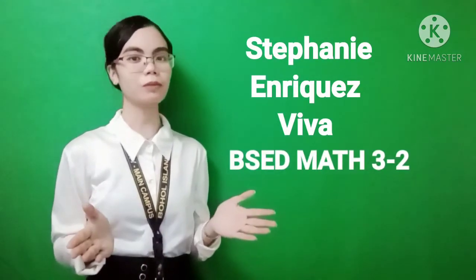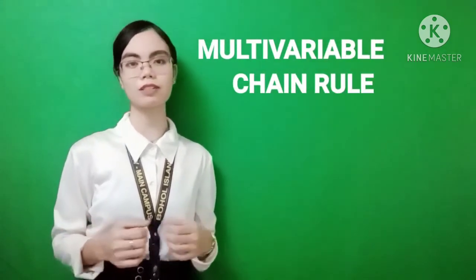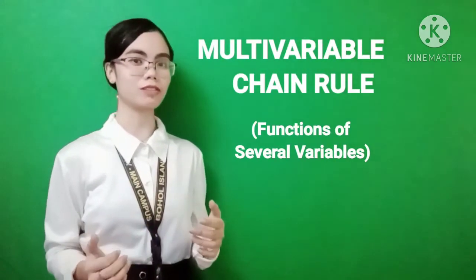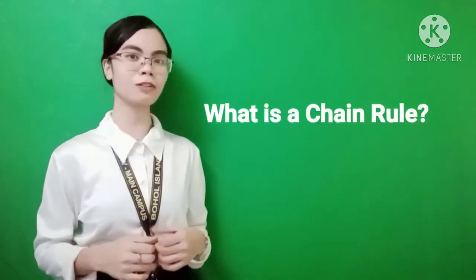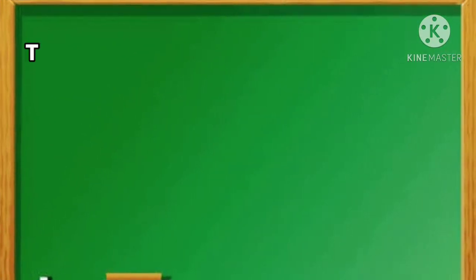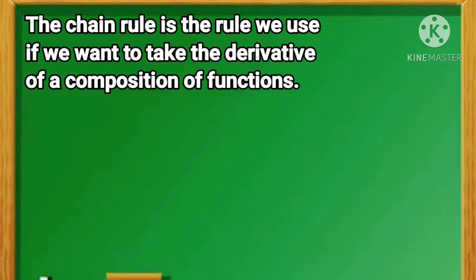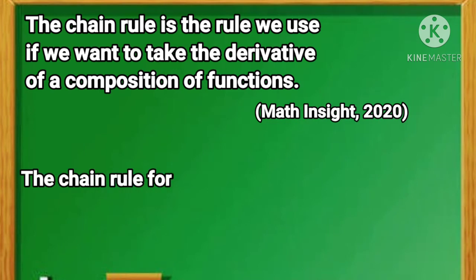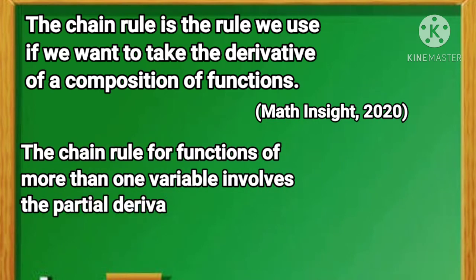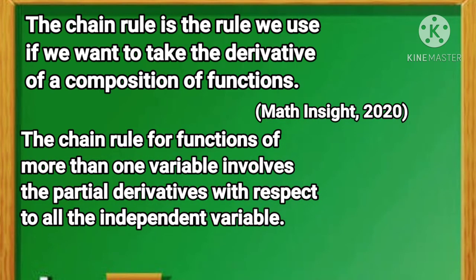In this video, we're going to tackle the multivariable chain rule under the functions of several variables. But first, what is a chain rule? The chain rule is the rule we use if we want to take the derivative of a composition of functions. The chain rule for functions of more than one variable involves the partial derivatives with respect to all the independent variables.